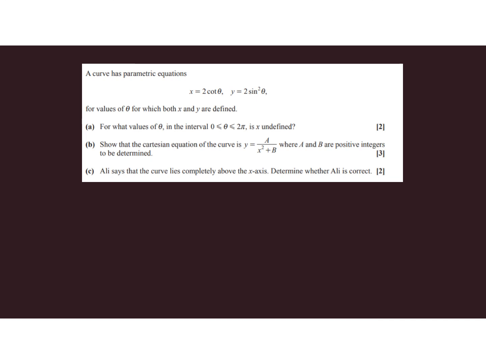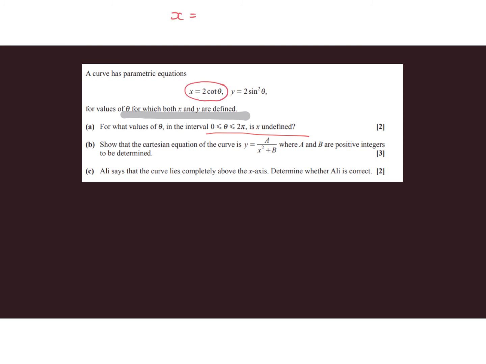So onwards to the parametric equation question. A curve has parametric equations defined by x equals 2 cot theta and y equals 2 sine squared theta for values of theta for which both x and y are defined. For what values of theta in the interval 0 to 2 pi is x undefined? So when do we get undefined values for x?